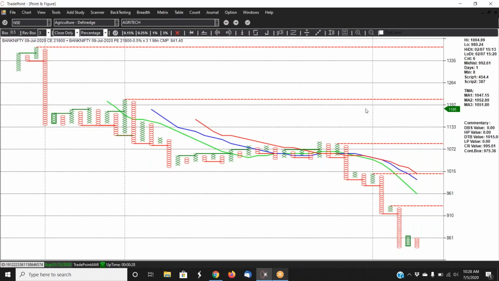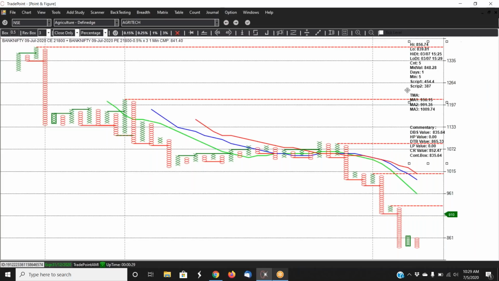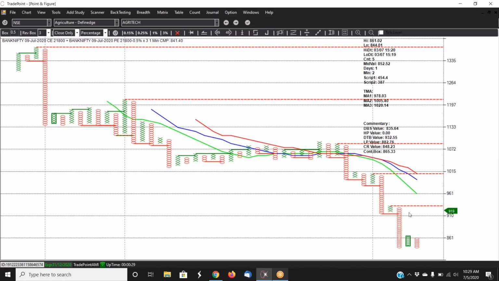This is a Bank Nifty 21,800 straddle of 9 July. Now this is clearly weak. The momentum of going down is quite high, and this is definitely weak. And if you see on the right hand side in the commentary, here I'll bring it over here. Script 1 is 454 and script 2 is 387. So script 1 is the call, the 21,800 call. Script 2 is the 21,800 put.